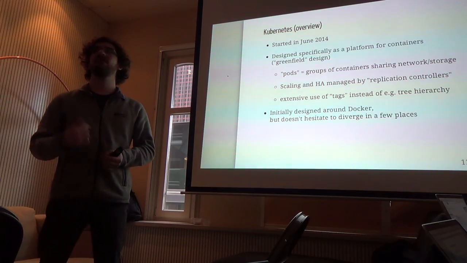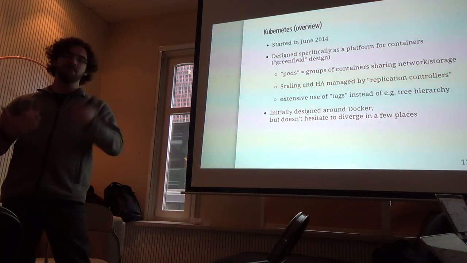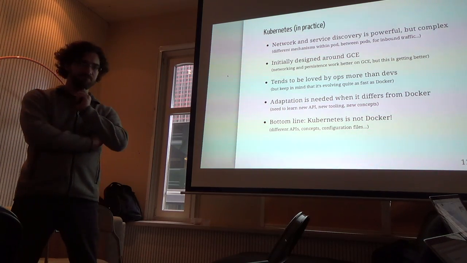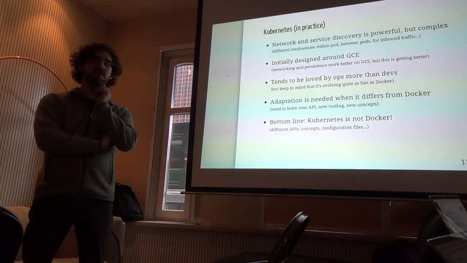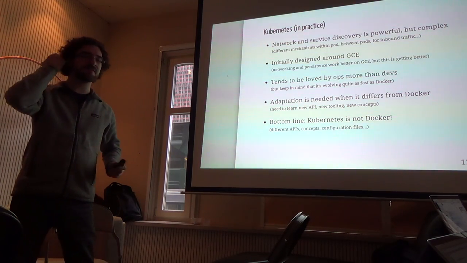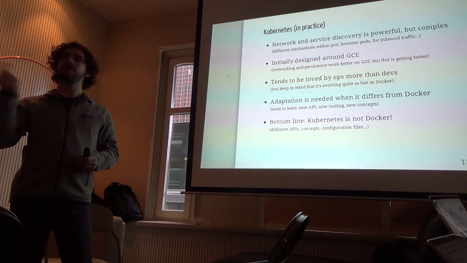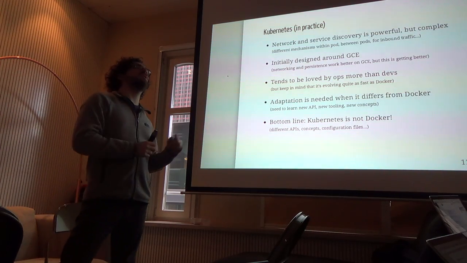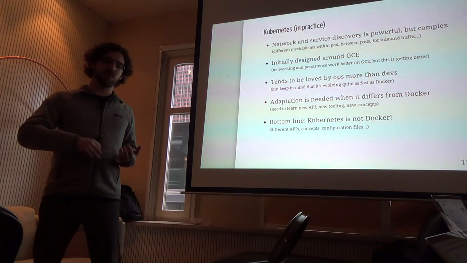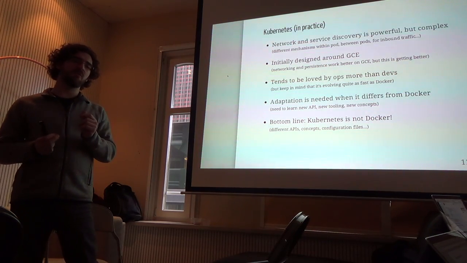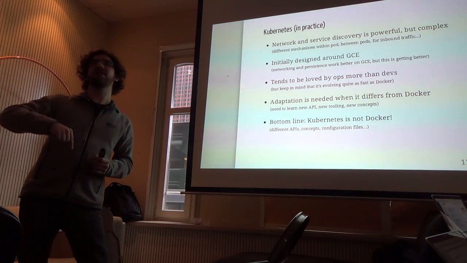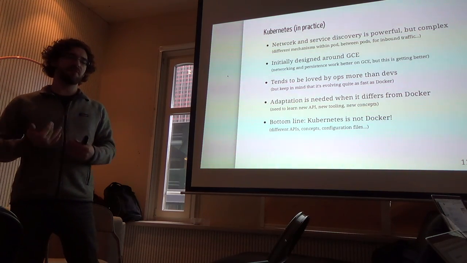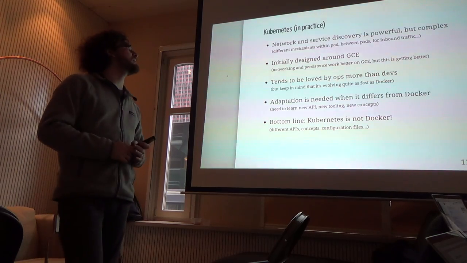Kubernetes was initially designed around Docker, but they did not hesitate to break away from the Docker concepts when they deemed it necessary. So in practice, there is a really powerful network mechanism, but it's also pretty complex. For instance, when you want to communicate between containers within the same pod, you do it over localhost. If it's within an application, you use the overlay networks. If you serve inbound traffic, it's yet another mechanism. So depending on whether you're talking to services inside or outside a pod, or receiving traffic from the application or outside, you handle that differently. So that's something that the application developer has to account for.